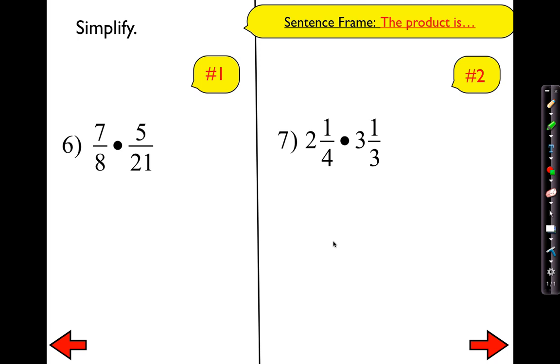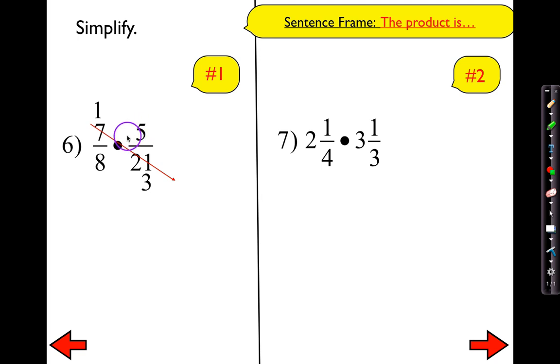Okay, so let's see how well you did. For number 6, they're both already fractions, so I'm just going to check, can I cross cancel? Well, yes, we can. A 7 and a 21 have a 7 in common, so we're going to reduce. 7 divided by 7 is 1. 21 divided by 7 is 3. Now looking across at the other numbers, do 8 and 5 have anything in common? The answer is no. So there are times where you can't cross cancel, and that is okay. So I'm going to leave the numbers as 8 and 5. I can't change anything about it.